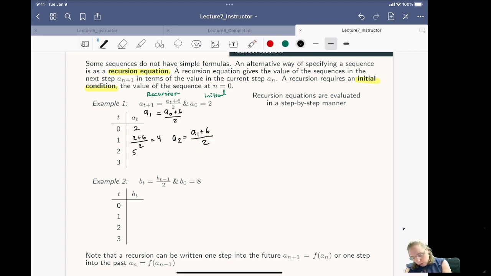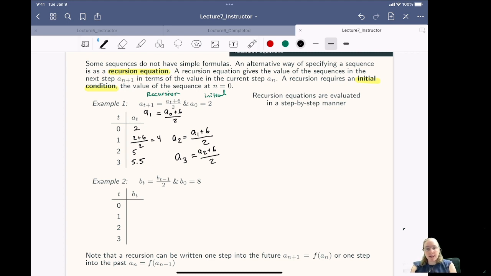All right, let's do one more. That's a3. How do we do a3? Well, if we plug in 3 is equal to t plus 1, that means that t is equal to 2. So the previous step is a2 plus 6 over 2. All right, so here we have 5 plus 6 divided by 2, which is 11 divided by 2, which is 5.5. All right, so recursion equations are evaluated in a step-by-step manner.